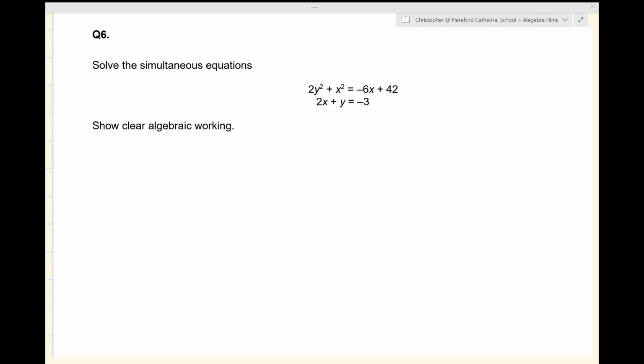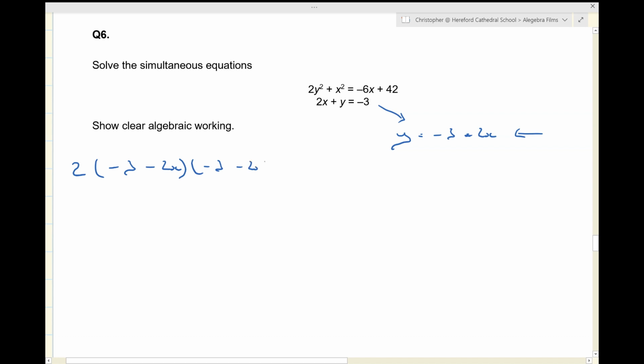Question 6. Right, so this bottom equation here tells me that y is equal to minus 3 minus 2x, and that's what I'm going to substitute in to the top equation instead of y. So my top equation is 2 times y squared, so that's going to be 2 times (minus 3 minus 2x) times (minus 3 minus 2x) plus x squared equals minus 6x plus 42.